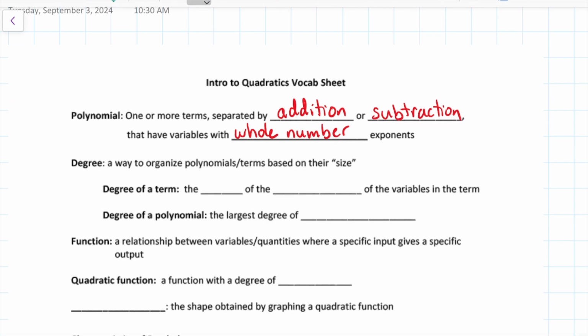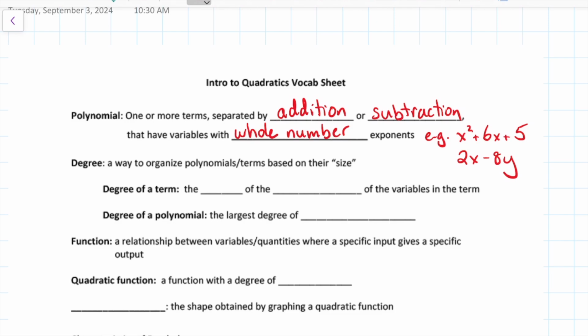Some really basic examples of those might be something like x squared plus 6x plus 5. So three terms separated by addition. Can be something like 2x minus 8y. So we can have different variables, whatever.